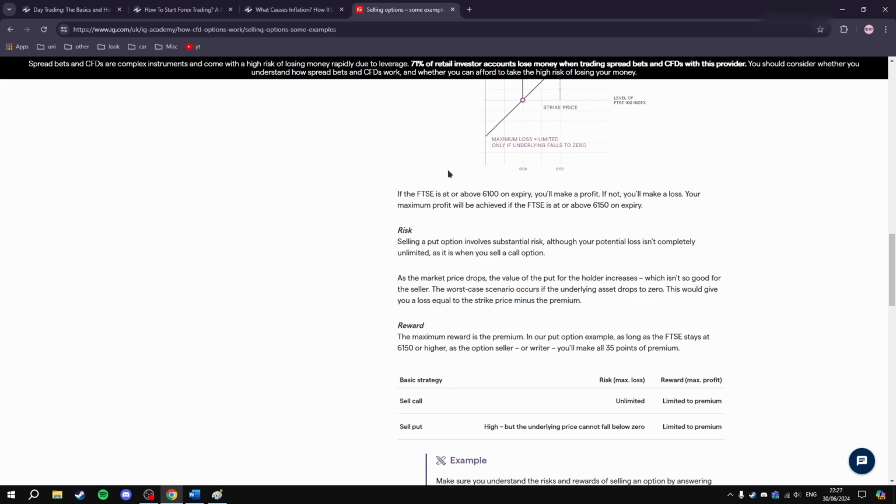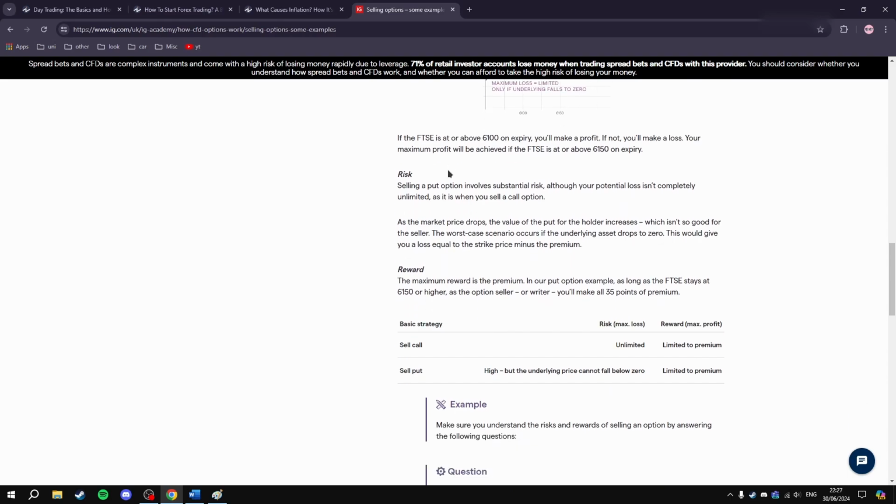Risk. Selling a put option involves substantial risk, although your potential loss isn't completely unlimited as it is when you sell a call option. As the market price drops, the value of the put for the holder increases, which isn't so good for the seller. Worst case scenario occurs if the underlying asset drops to zero. This will give you a loss equal to the strike price minus the premium.